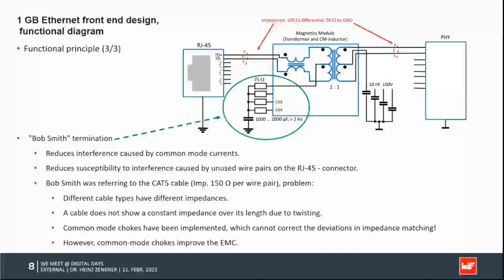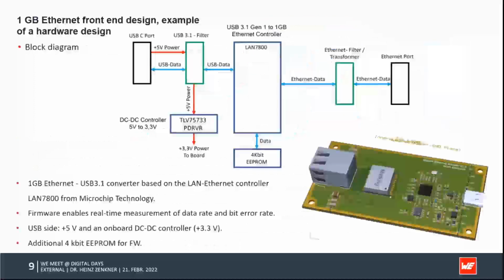The next slide shows you the reference design we have set up to make measurements and to give you some ideas how such an interface could look. On the one hand, we have a USB 3.1 connection to a Windows application, to a notebook. And at the other side, we have the Ethernet port and Ethernet interface connection, which we talk about today.